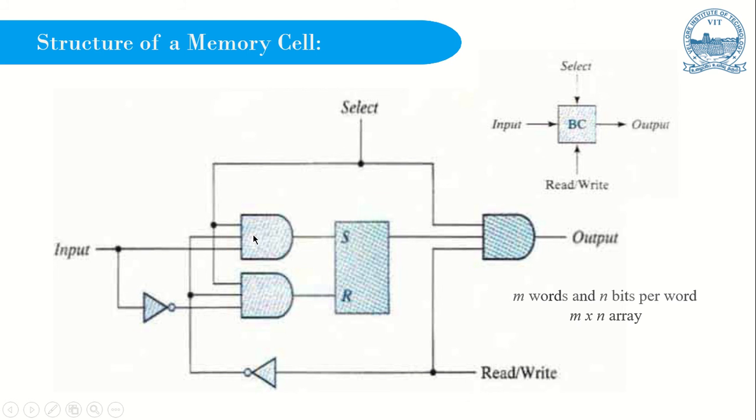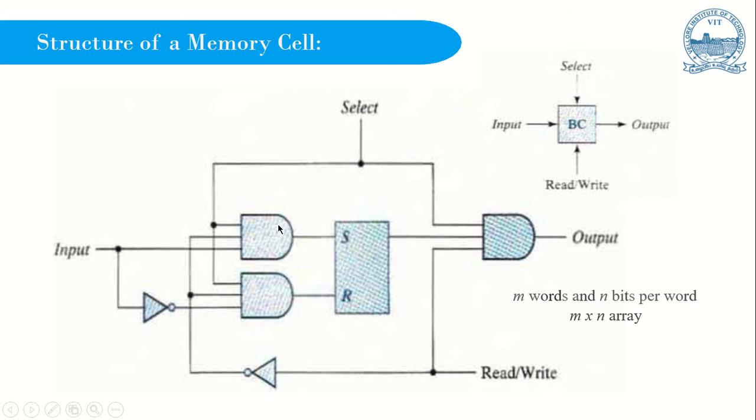So if you ignore these two AND gates, this SR flip-flop along with this input and this NOT gate will perform like a D flip-flop. And here the write function is enabled by this one and the particular memory cell is selected by the select signal. So like this the memory cell basically is functioning.